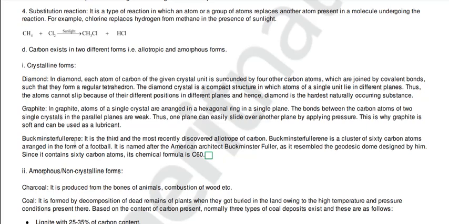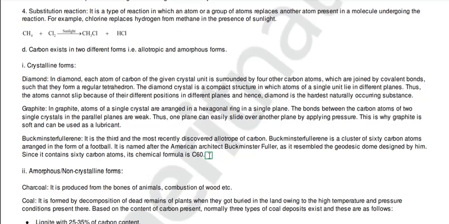Buckminster fullerene. It is the third and the most recently discovered allotrope of carbon. Buckminster fullerene is a cluster of 60 carbon atoms, arranged in the form of a football. It is named after the American architect Buckminster Fuller, as it resembled the geodesic dome designed by him. Since it contains 60 carbon atoms, its chemical formula is C60.